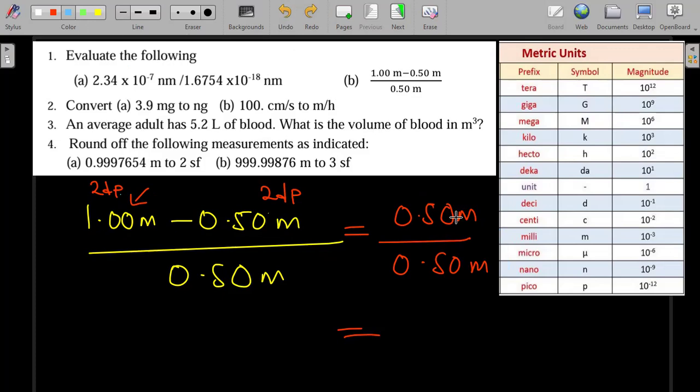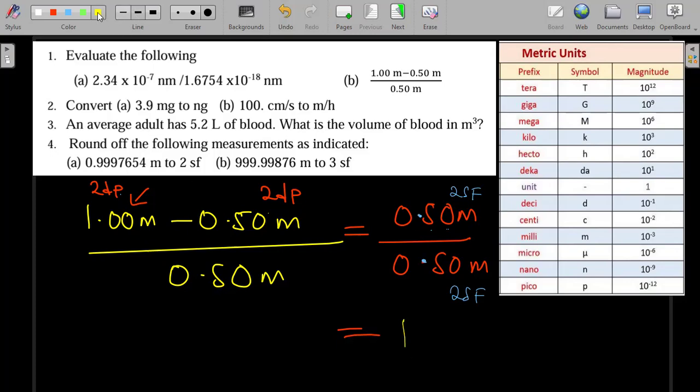So the number on top here has how many significant figures? It has 2. It has the 5 and the 0. This 0 is significant because it's a trailing 0 and there's the presence of a decimal point there. So this one has two significant figures. Even the one down there has two significant figures. So when I divide these two, the number that I should get should also have two significant figures.